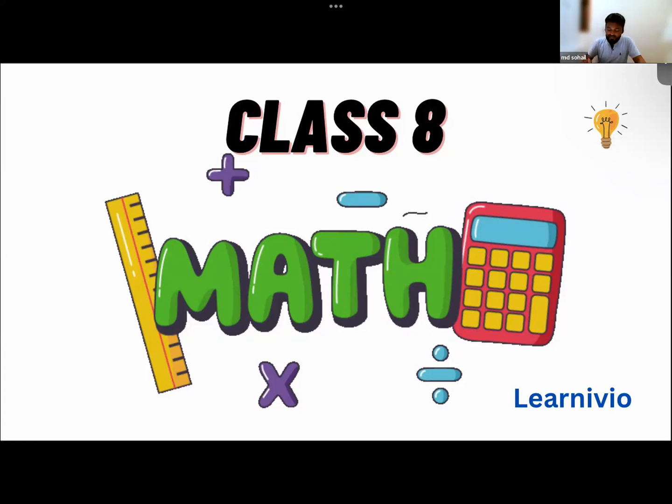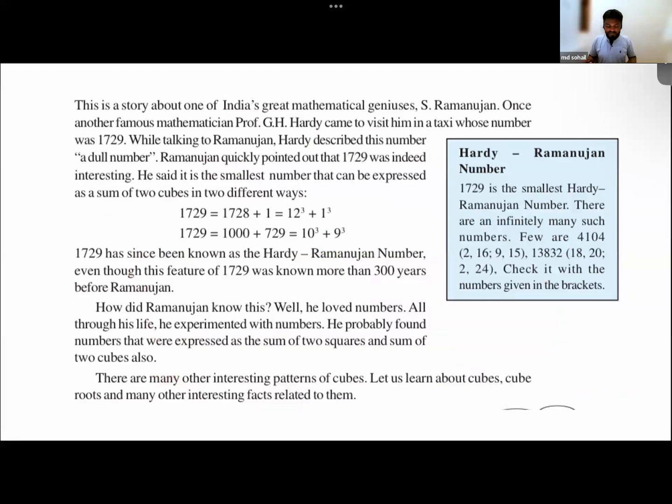Okay, so let's start the chapter. There's a story about one of India's great mathematicians, S. Ramanujan. You must have heard of him. There was one more famous mathematician, Professor G.H. Hardy, who came to visit him in a taxi, and the number of the taxi was 1729. While talking to Ramanujan, Professor Hardy described this number as a very dull number. Ramanujan quickly pointed out that 1729 was not a dull number but a very interesting number.